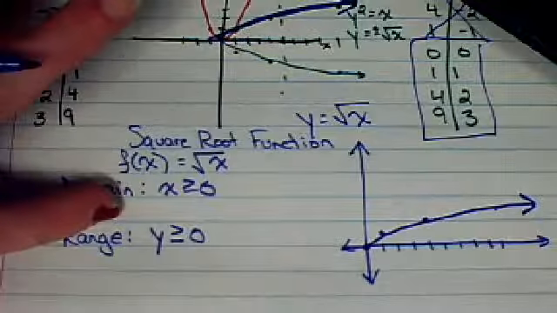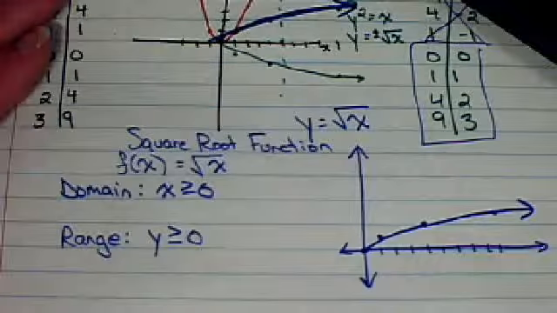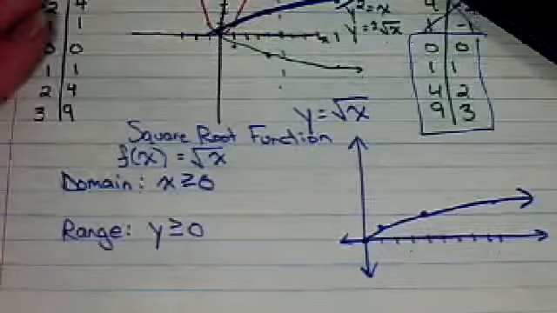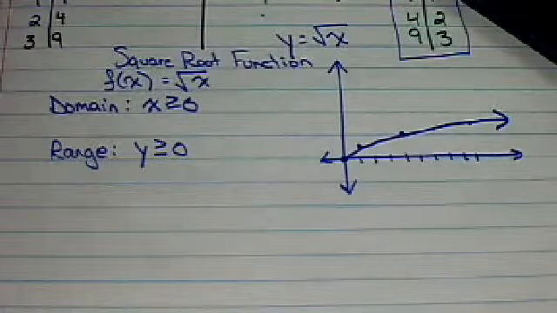Now, I want you to think back, why is the domain restricted? Well, I hope you remember I can't take the square root of a negative number. I'll get something imaginary. So that's why we can't take the square root of a negative number.